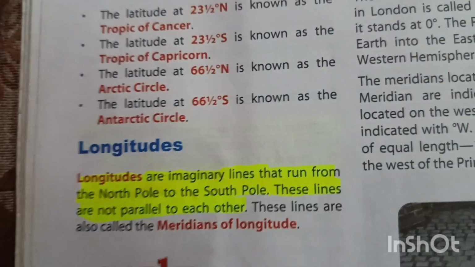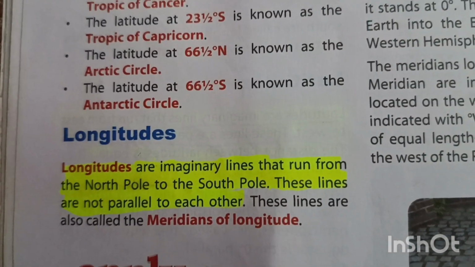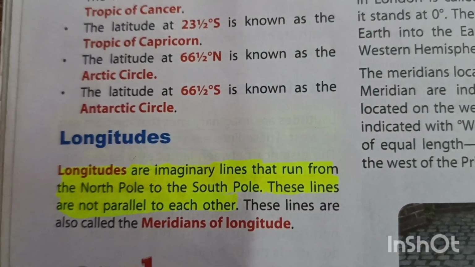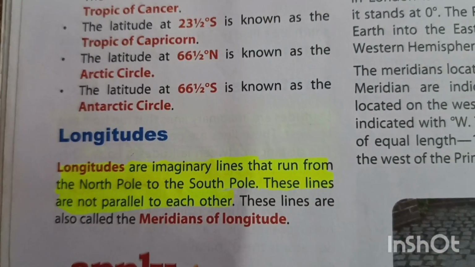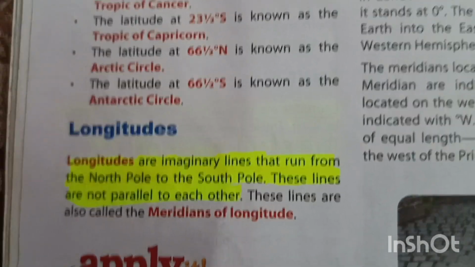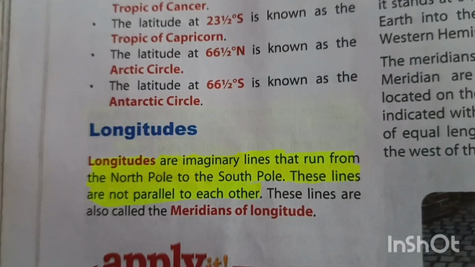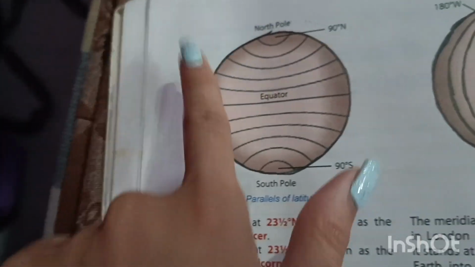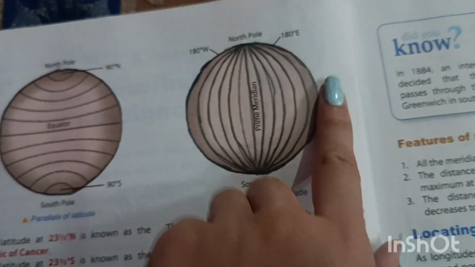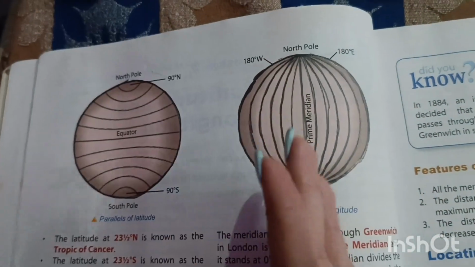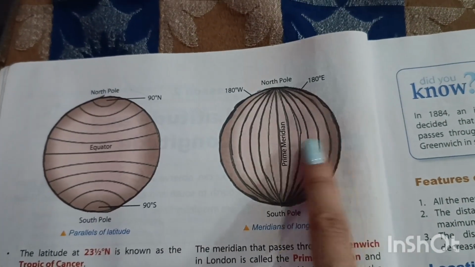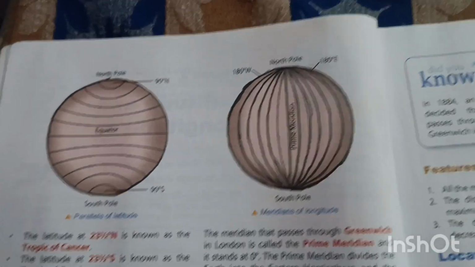So, now coming on to the longitudes. Longitudes are the imaginary lines that run from the North Pole to the South Pole. Alright, these lines are not parallel to each other. These lines are also called meridians of longitude. See, this is parallel, but what is this? Because this is getting like this, it is not parallel. They are not parallel to each other. This is known as meridians.